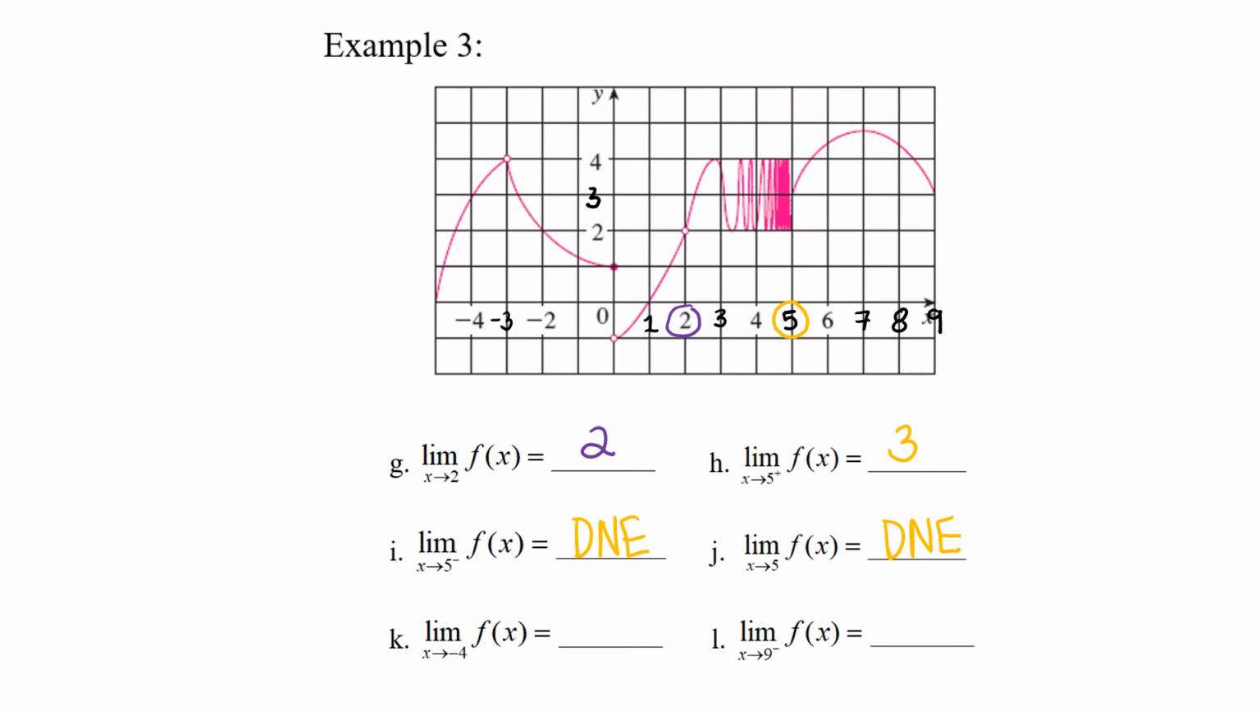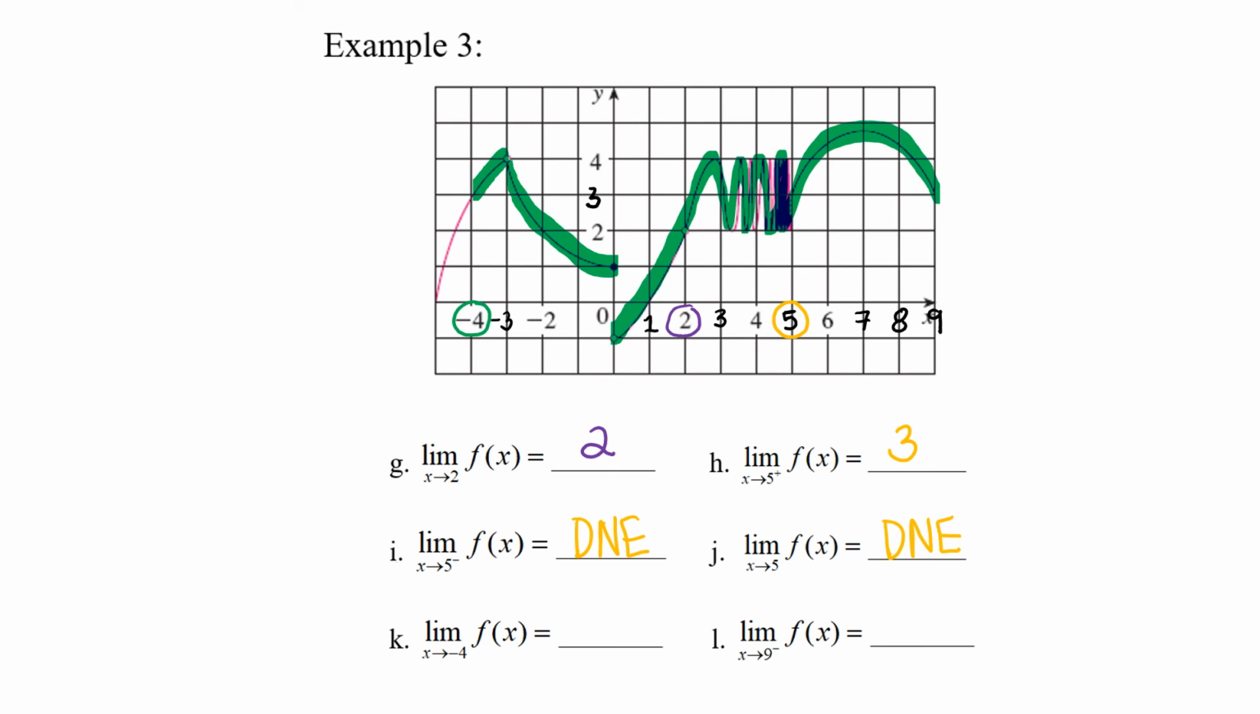Next up, we have the limit as x approaches -4. So we're looking at the overall limit as x approaches -4. We'll start with our right-hand limit. As x is getting closer and closer to -4, what is happening to our output, y? It seems like our output is probably approaching 3. So that's our right-hand limit.